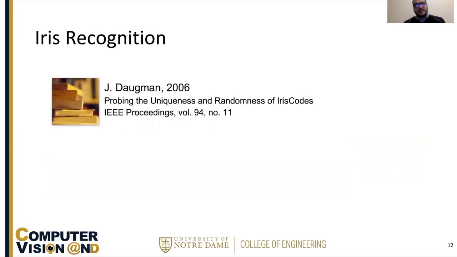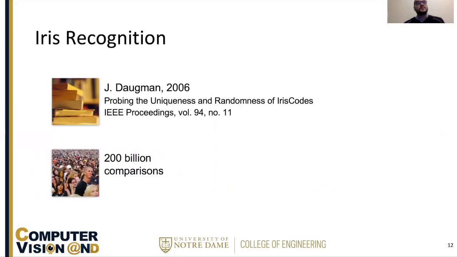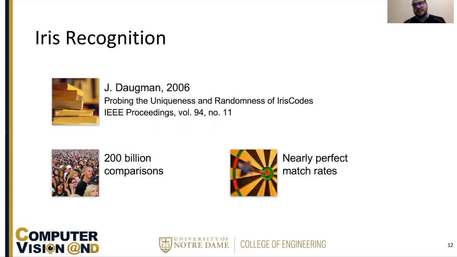And if you go to the literature, as Dr. Bowyer had mentioned, John Daugman was the pioneer in showing that iris recognition is possible, and in 2006 he had his most cited work, where he was able to perform 200 billion comparisons of pairs of irises and decide if they represented the same eye or not. And in his experiments, he got nearly perfect match rates.